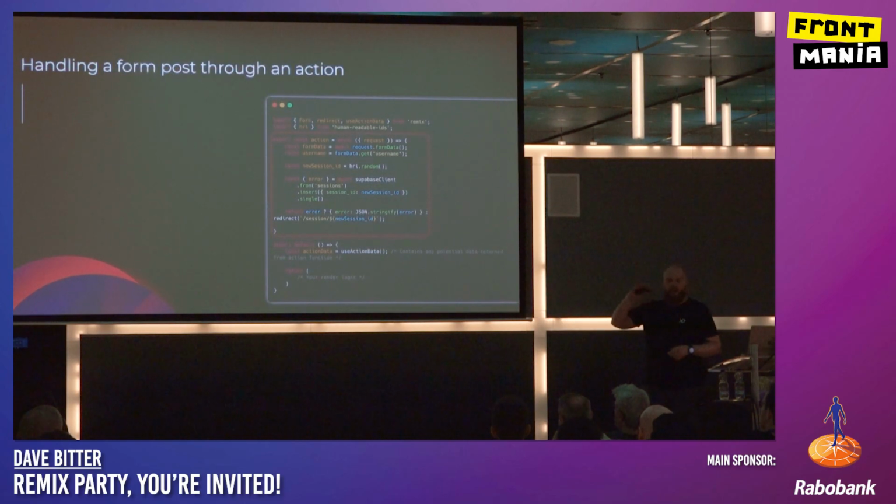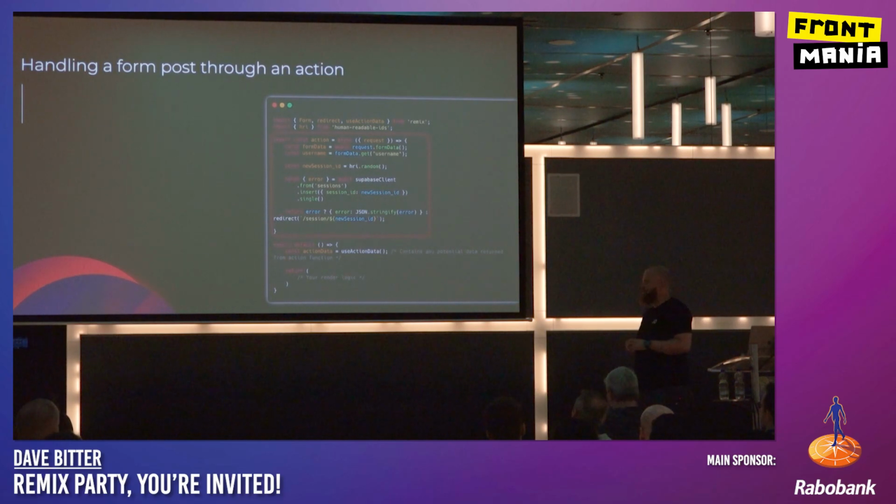You say, okay, I'm going to export a function that's called action. And Remix will pick this up and say, okay, well, suddenly when anybody posts on this route, I need to call this. So here we get the request object, which is great. And in that request object, we will find the form data. This is how we, or at least I did, forms a while back. We just had a request coming in.